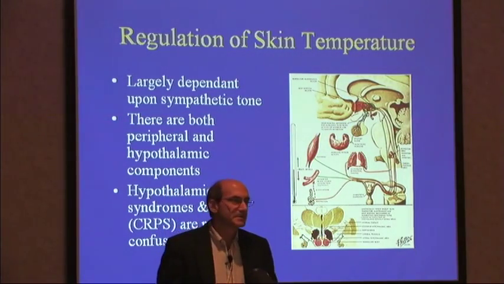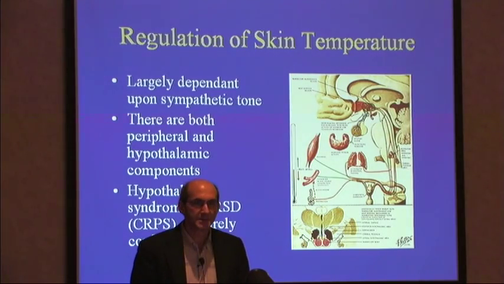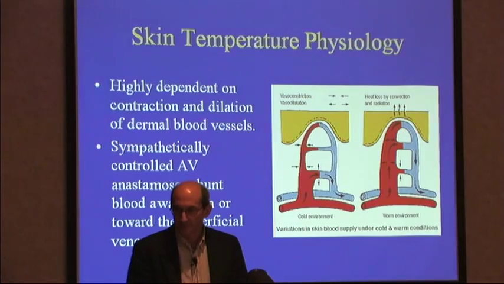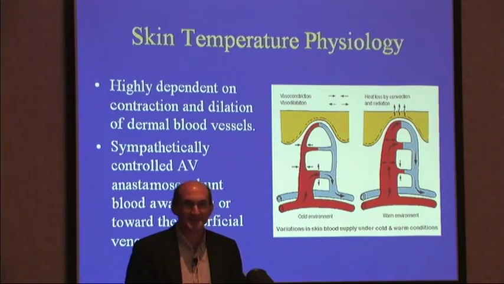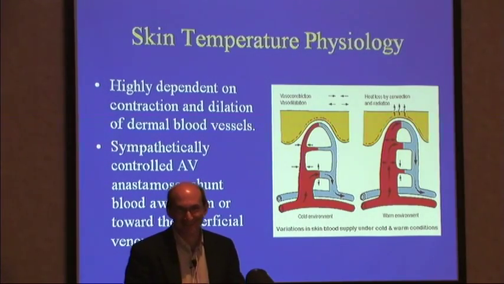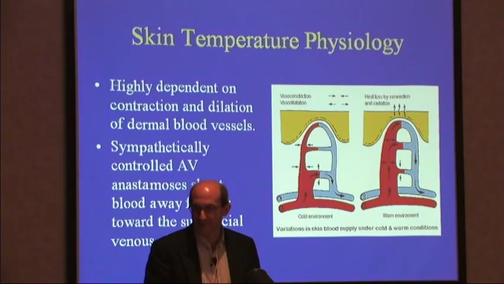Skin temperature is largely regulated either through peripheral or hypothalamic components. It is rare that you will see a patient with dystrophy that you're asking yourself, does this person have a hypothalamic syndrome? Dr. Briosky stole my slide on skin temperature physiology, but in fact, I think I stole your slide, but in fact, skin temperature, AV, and anastomoses are controlled by the autonomic nervous system.